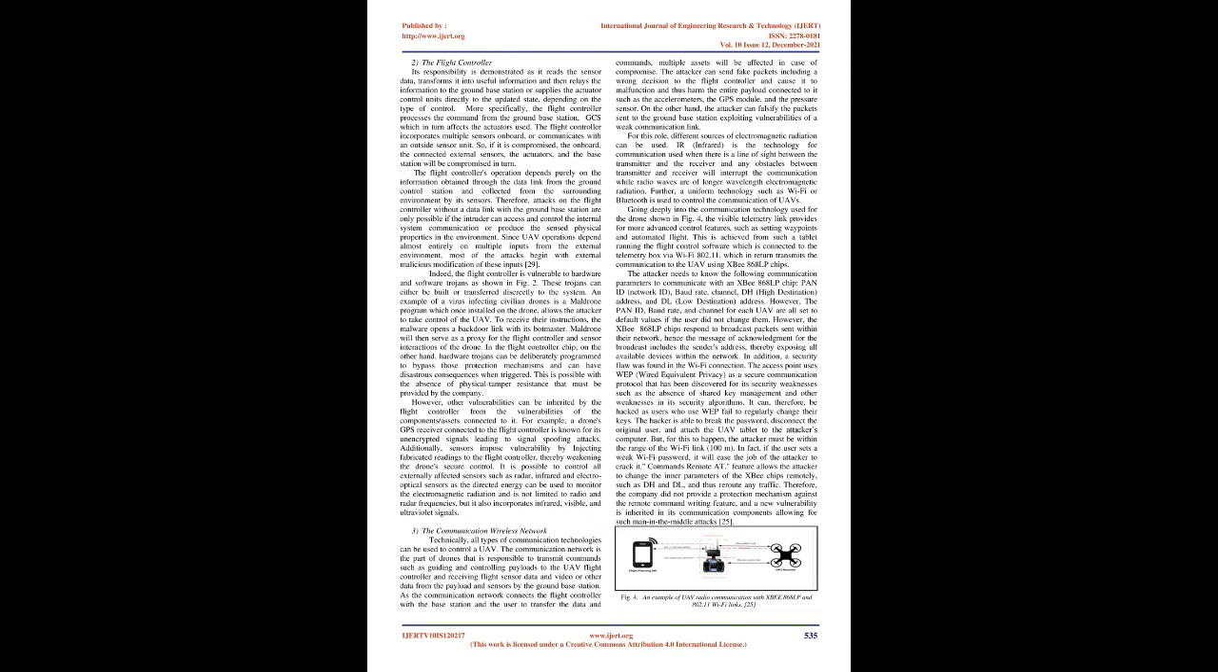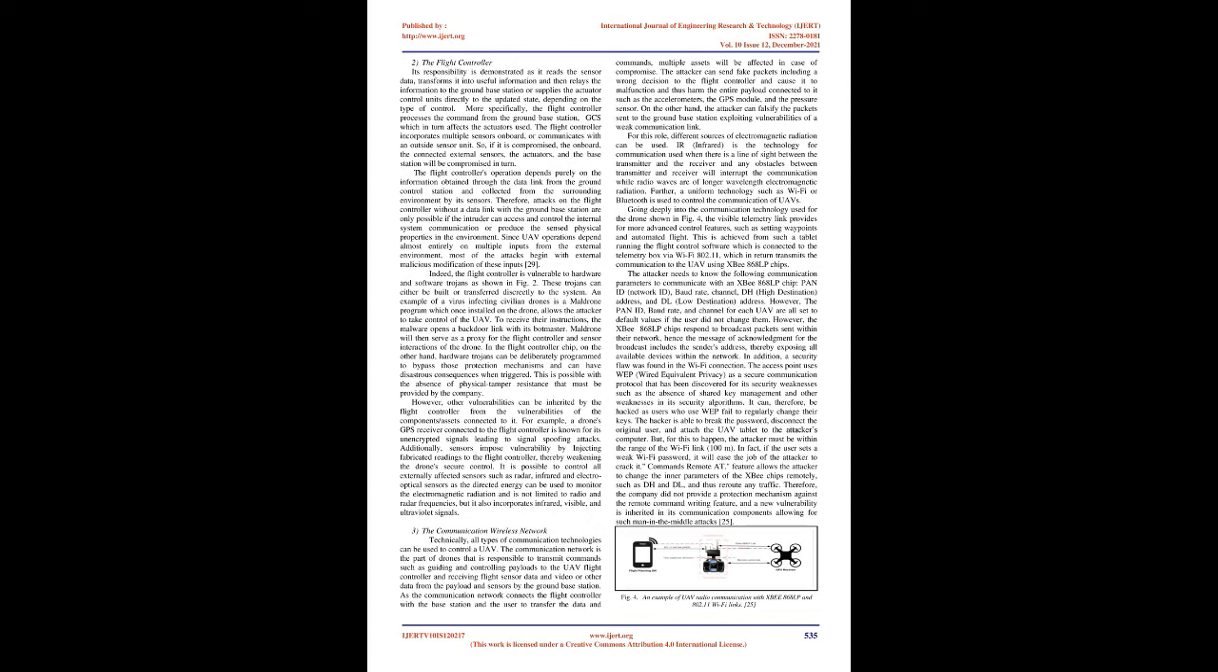In the flight controller chip, on the other hand, hardware trojans can be deliberately programmed to bypass those protection mechanisms and can have disastrous consequences when triggered. This is possible with the absence of physical tamper resistance that must be provided by the company. However, other vulnerabilities can be inherited by the flight controller from the vulnerabilities of the components/assets connected to it.